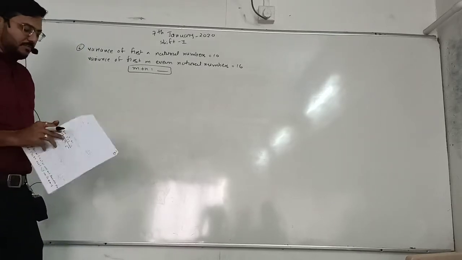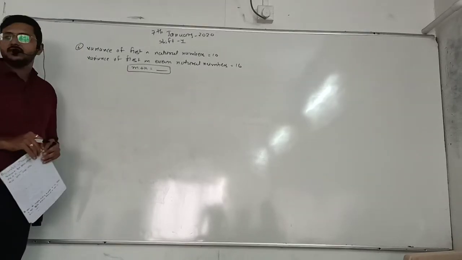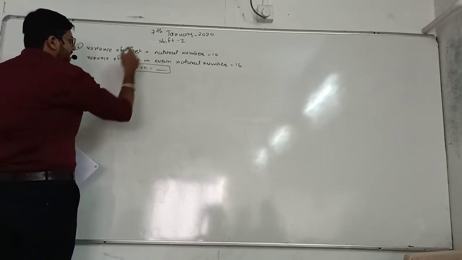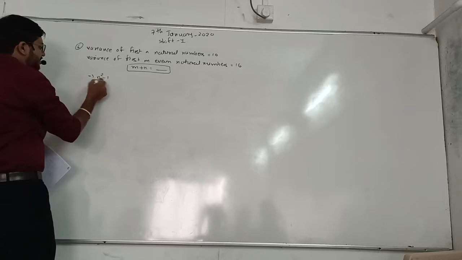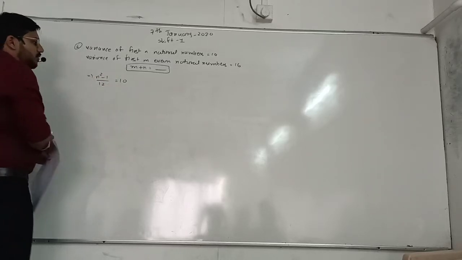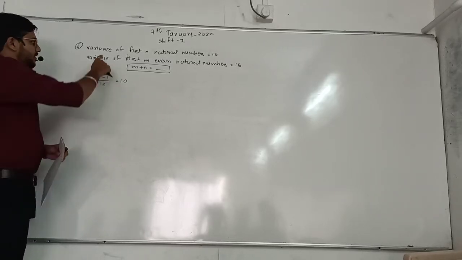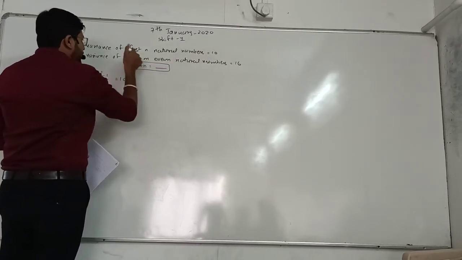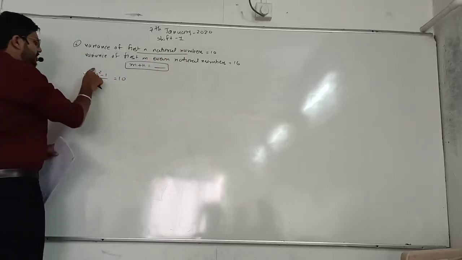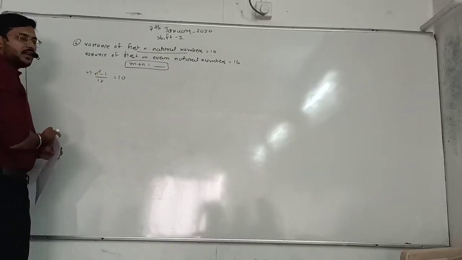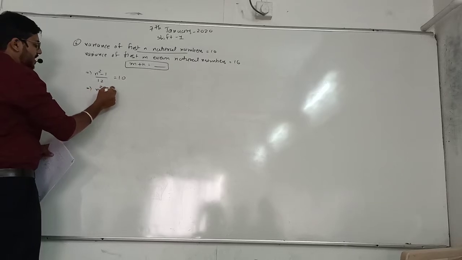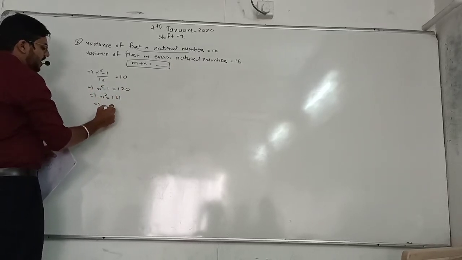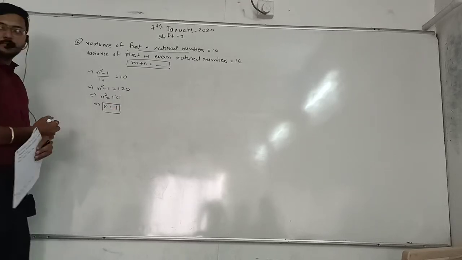So there is a simple property in statistics that the variance of first n natural numbers is (n square minus 1) by 12, equal to 10. It's a direct equation. So n square minus 1 is 120, n square equals 121, so n equals 11.